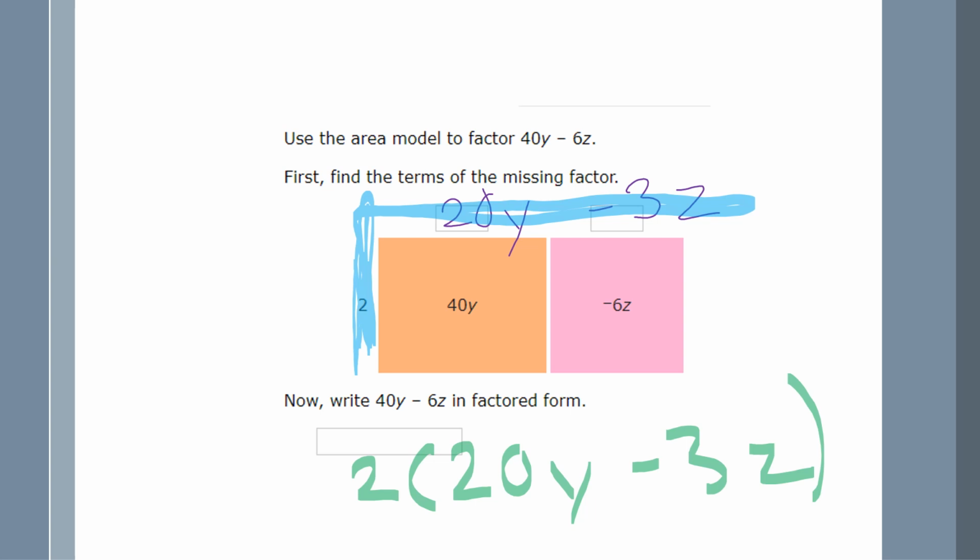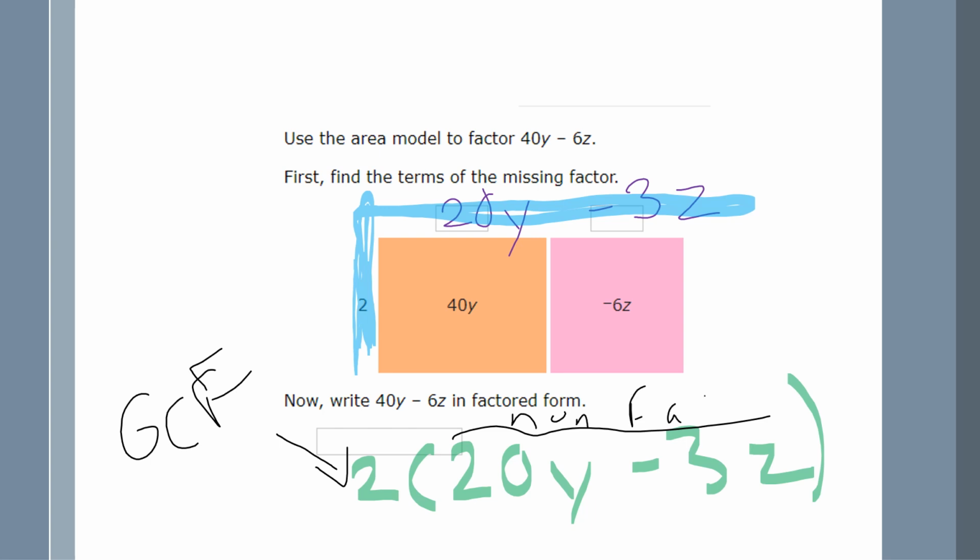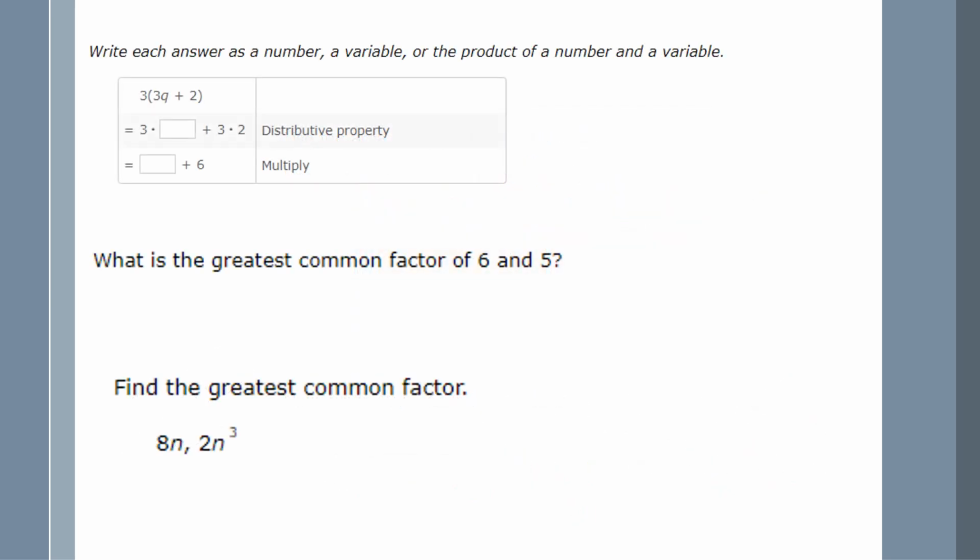Just like that. Because again, just list your factor trees the way that we was doing, and you're going to realize that this 2 is your greatest common factor of both 40 and negative 6. And a non-factor. All right, so you guys try this out, and I will discuss this in class. I will not be responding to it in the video.